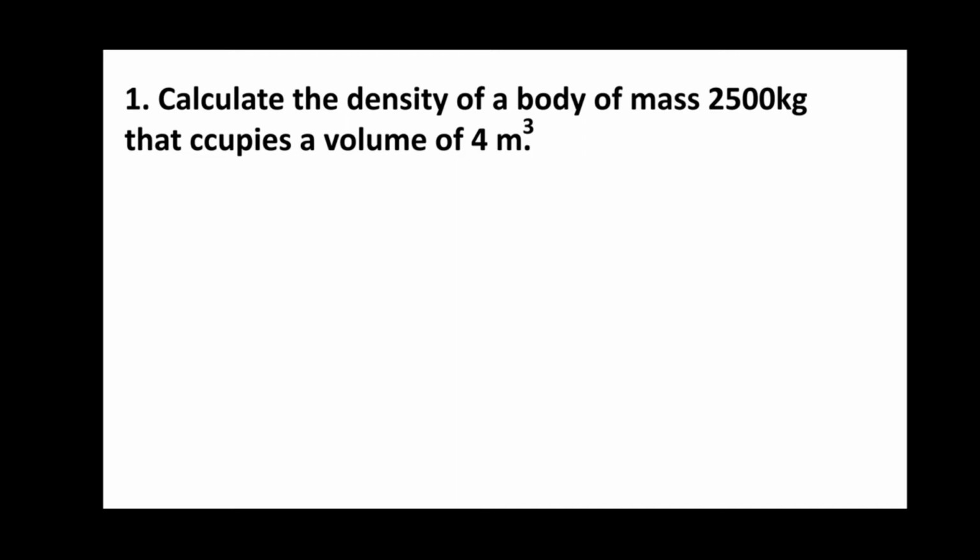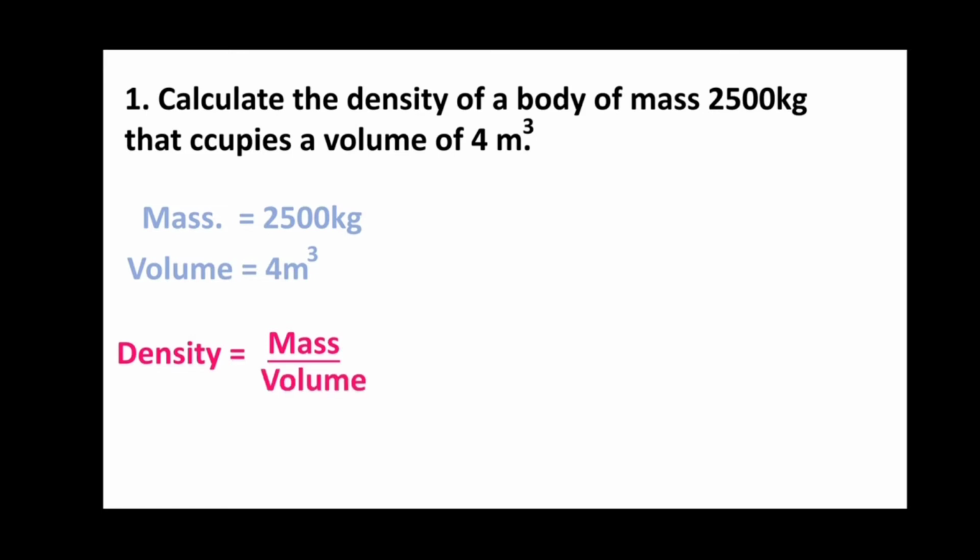Mass is given as 2500 kg and volume is given as 4 meter cube. We learned the formula for density, that is, density is equal to mass divided by volume. Substitute the values, that is equal to 2500 kg divided by 4 meter cube. Now let us solve it in the workspace.